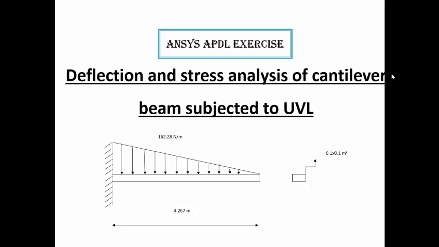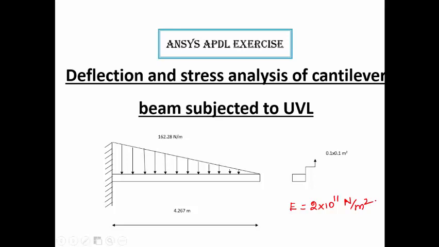Here a cantilever beam is subjected to a UVL throughout its entire span with a magnitude of 162.28 Newton per meter, and the beam has a length of 4.267 meter, which is distributed along the x-axis. The cross section of the beam is given as 0.1 into 0.1 meter square. Okay, then the material of the beam is assumed to be steel, so the Young's modulus value E can be assumed to be 2 into 10 power 11 Newton per meter square.